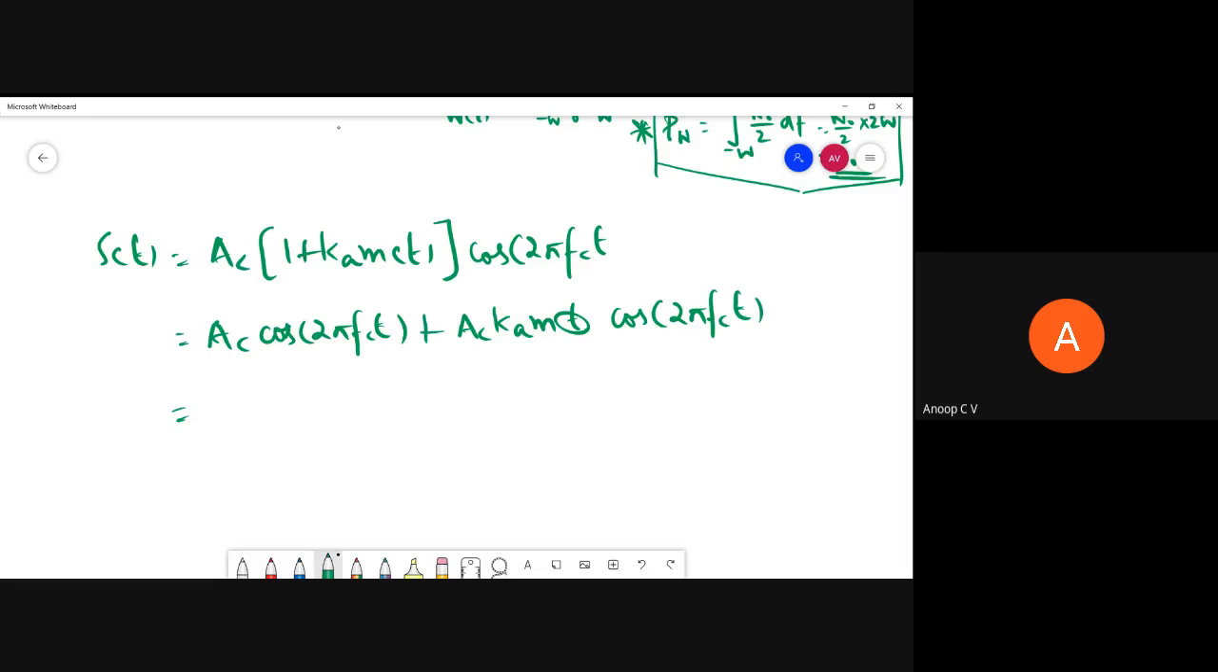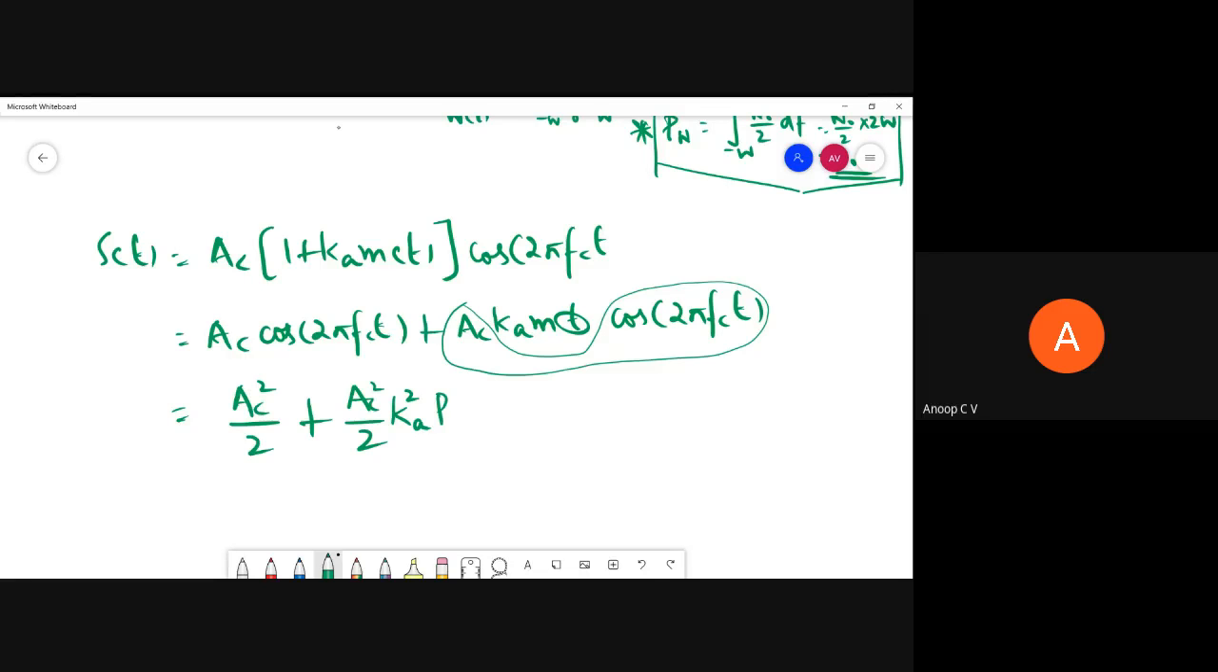So what is the power in AC cos 2 pi fct? The average power will be equal to AC square by 2. Then we have Ka. Whenever we have Ka, a constant, we should take the square of it while finding average power. And for m of t, we know the power of m of t is equal to P, which we have already defined, right?